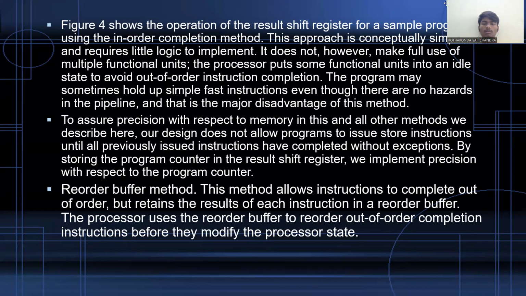The processor puts some of the functional units into an idle state to avoid out of order instruction completion. The program may sometimes hold a simple fast instruction even though it is not hazardous in the pipeline, and this is the major disadvantage of this method.